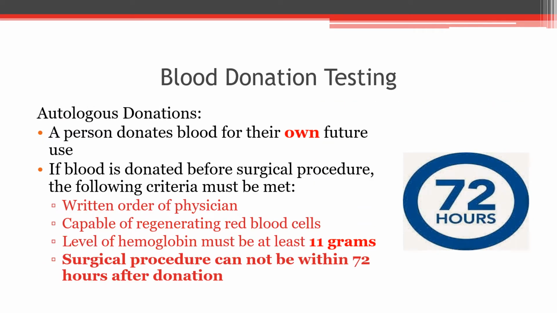Autologous donations: a person donates blood for their own future use. If blood is donated before a surgical procedure, the following criteria must be met. The written order of a physician. Capable of regenerating red blood cells. The level of hemoglobin must be at least 11 grams. The surgical procedure cannot be within 72 hours after donation.